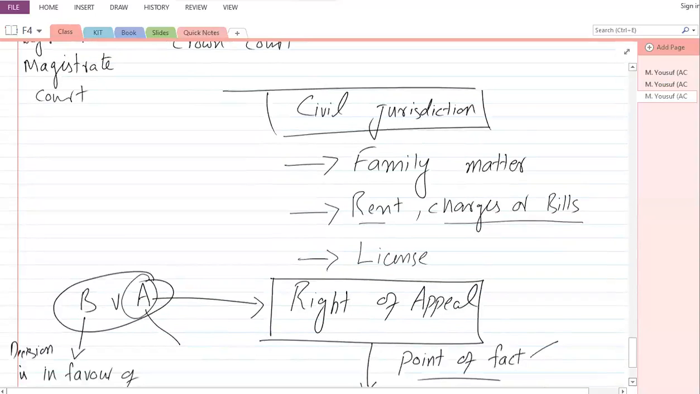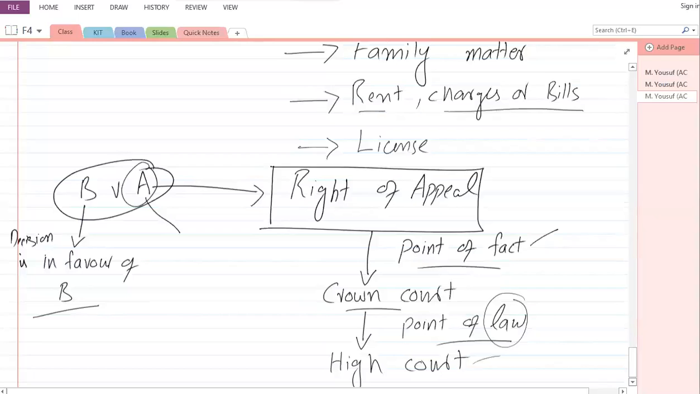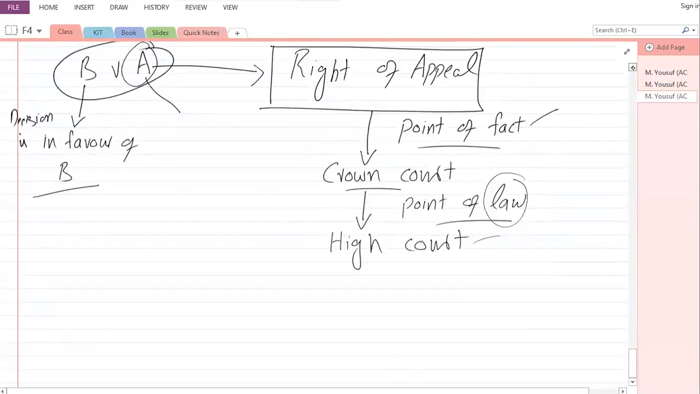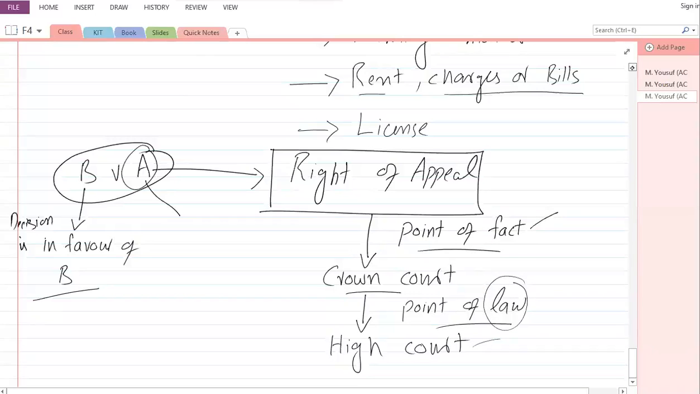Then finally, we discussed the right of appeal. If a person is not happy about the verdict or the decision of the court, he has the right to appeal. So on the basis of the point of fact, meaning on the basis of facts, he can avail the appeal to Crown Court.